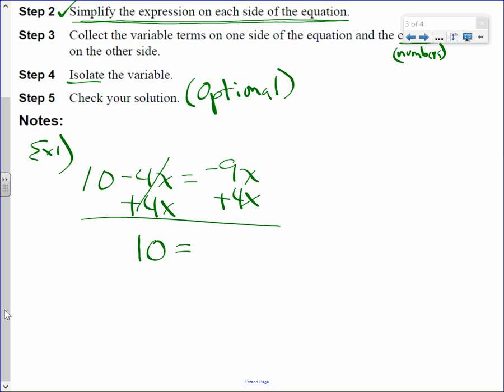I got a negative 9x plus a 4x. Signs are different, so I'm going to subtract, take the sign of the bigger number. In this case, it'll be a negative 5x.